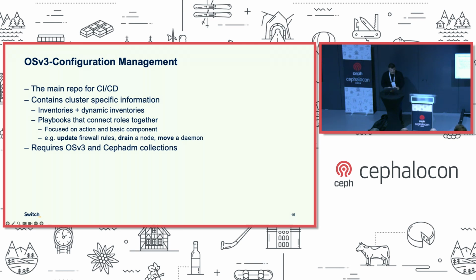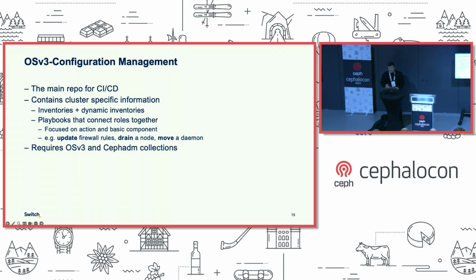And this contains the cluster-specific information. So for example, you have the inventories, dynamic inventories, variables, dynamic variables. We have scripts that do a lot of stuff, and we have lots of playbooks. The playbooks are focused on the action that the dev person would do. So you would have something called update firewall rules YAML, drain node YAML, move a daemon YAML, update spec YAML, add a node YAML, just things like that.